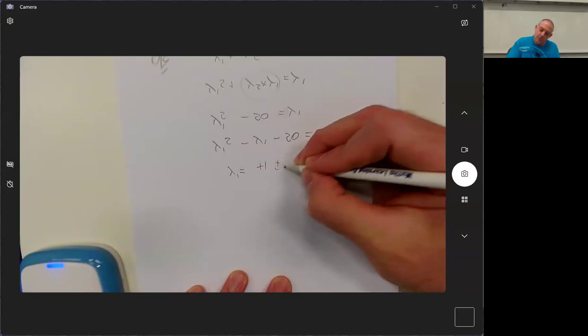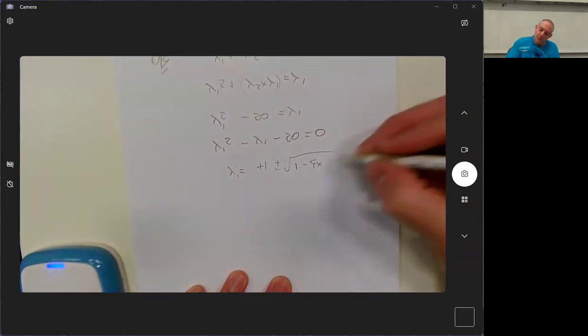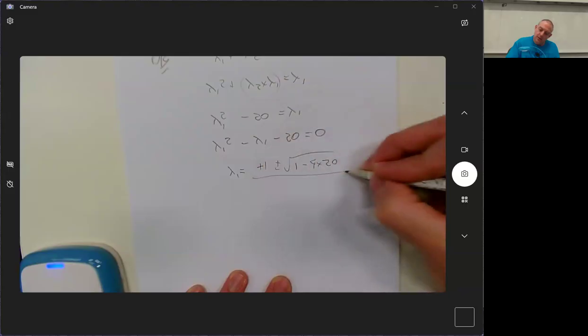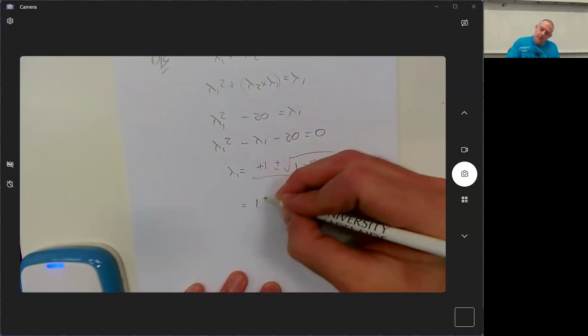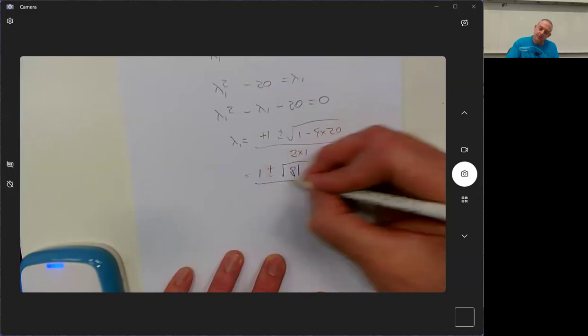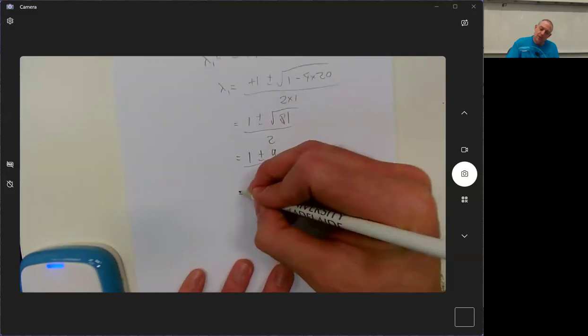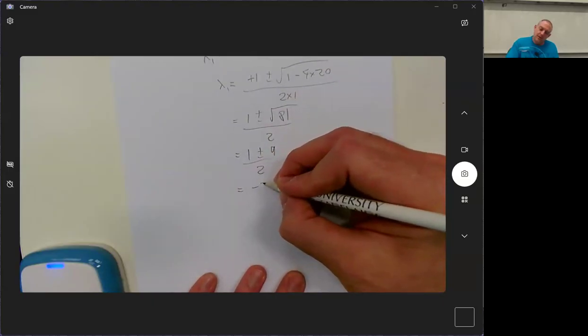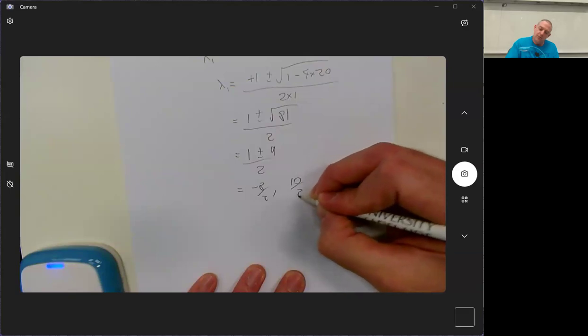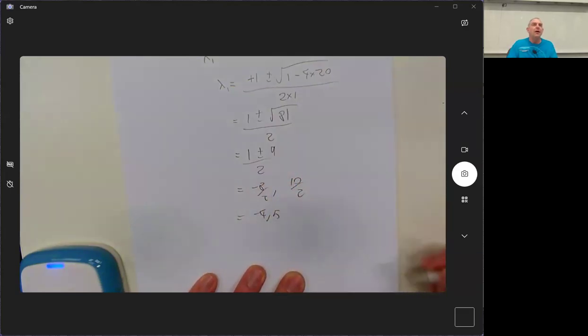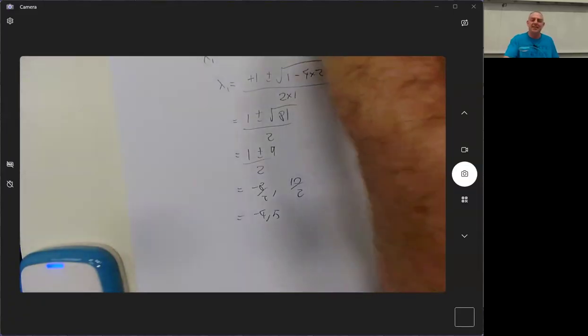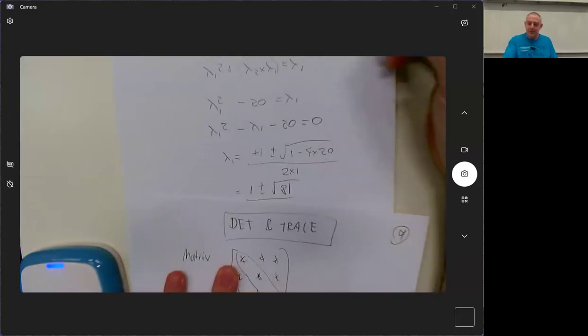Minus b plus or minus the square root of b squared minus 4 times minus 20, over 2a. Oh, look at that, it's glorious. 1 plus or minus 9 over 2, and so I've got minus 8 over 2 and 10 over 2, which is minus 4 and 5. Yay! Okay, so wasn't that fun? See, I told you it was fun. It's less fun in an exam, but you know.